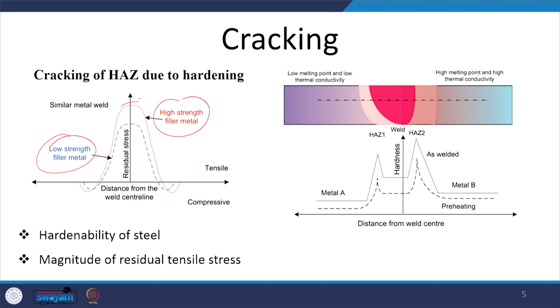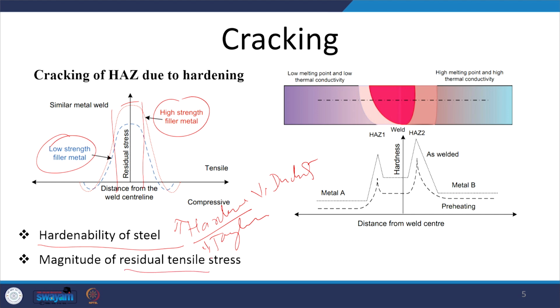Second is along the weld line, or in the weld metal, residual stresses are tensile in nature. So, when the hardenability is high, obviously the material will show a greater tendency for increased hardness and low toughness, low ductility. And when it is combined with the residual tensile stresses, it shows the cracking tendency. So, in this case there is no need of hydrogen actually, because the material itself is showing extremely high hardness and low ductility. So, under the tensile stresses it will show cracking.